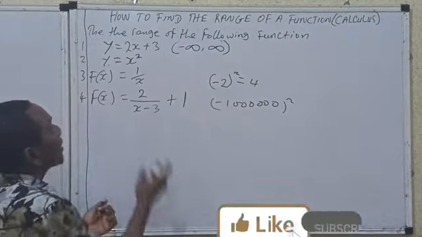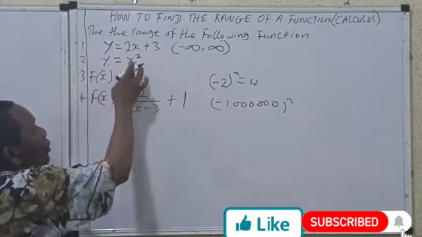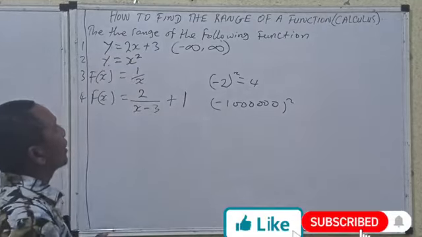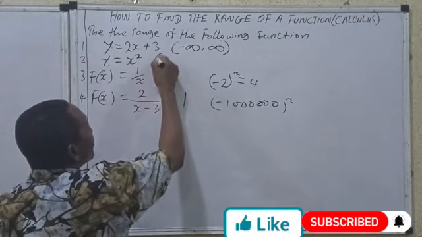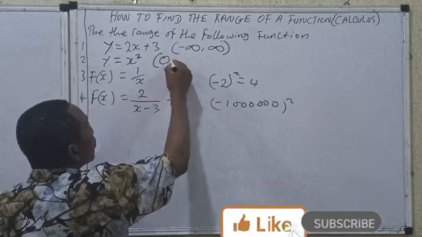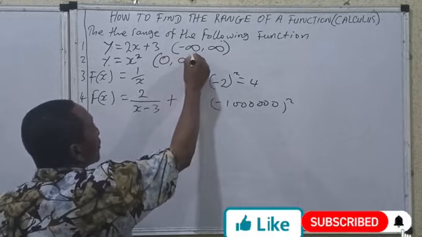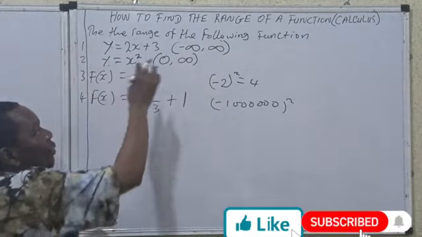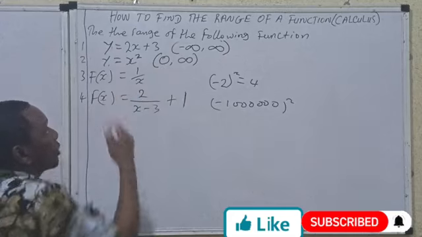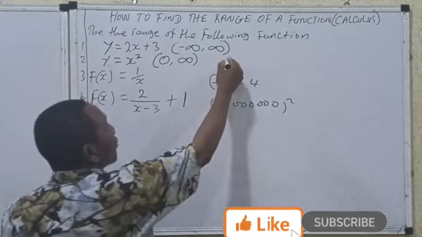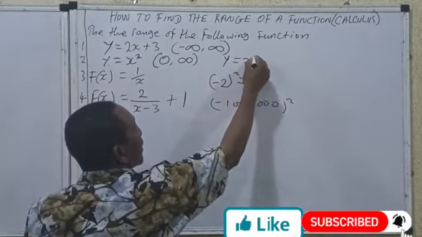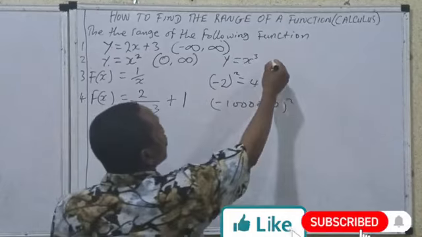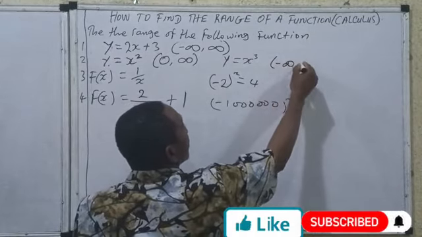So it means that for this function, for any value of x, you cannot have a negative value for y. So it simply means that the range is from 0 to positive infinity. You can keep on having positive values to infinity, but you cannot have a negative value. But note that if you have a function like this, x to the power 3, you can always have a negative value from this. So this one can also range from negative infinity to positive infinity.